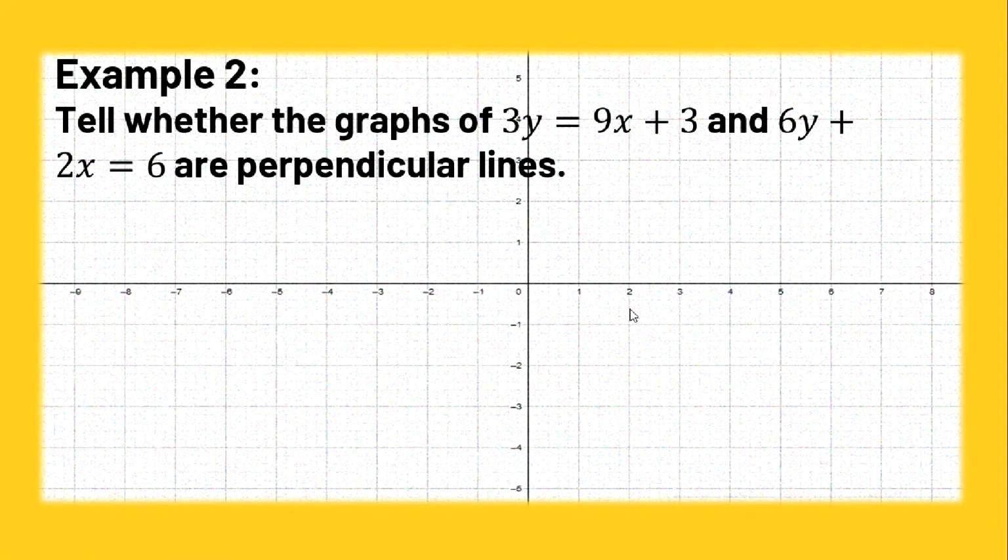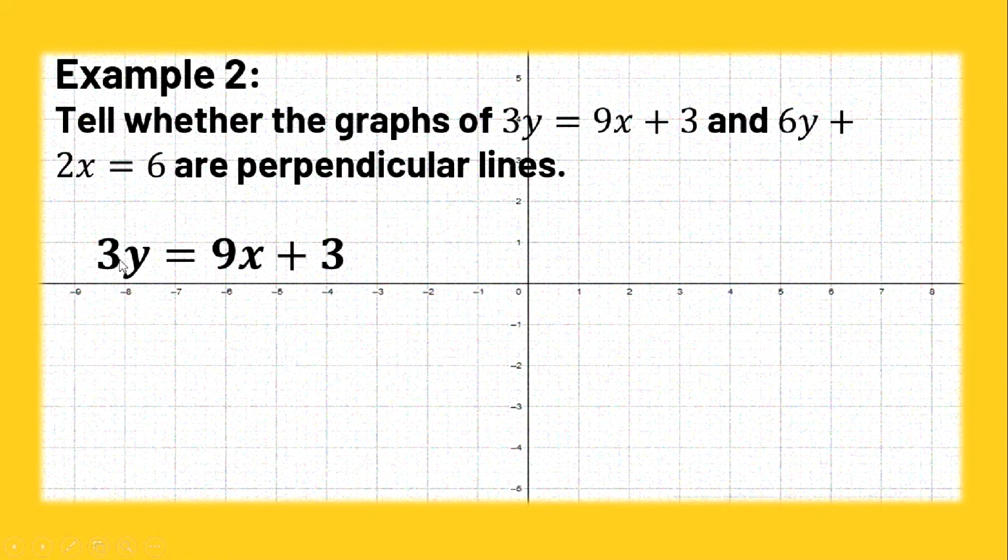Tell whether the graphs of 3y equals 9x plus 3 and 6y plus 2x equals 6 are perpendicular lines. So, same lang yung gagawin natin. Aalamin lang natin kung ano ang slope ng given equations. And kapag na-proof natin ng slope nila ay negative reciprocal ng bawat isa, they are perpendicular lines. Let's have first 3y equals 9x plus 3. Express lang natin ng equation na to sa slope-intercept form.